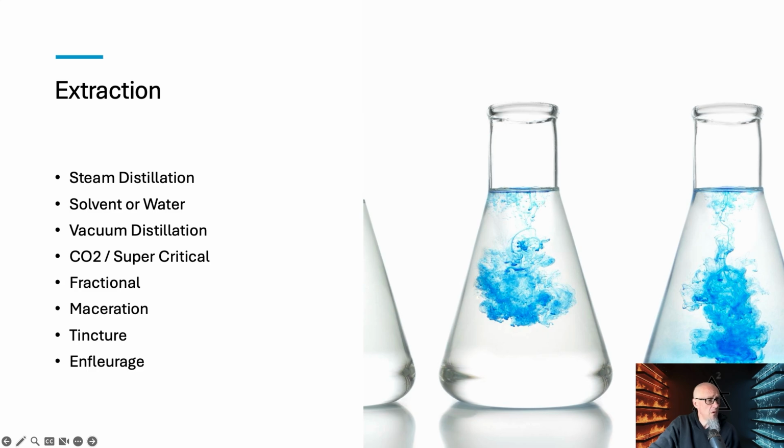All right, so extraction. These are the different methods of extraction that can be used for compounds, essential oils specifically, right, from plant materia. So steam distillation, solvent or water distillation, vacuum distillation, CO2 supercritical, fractional, maceration, tincture, and enfleurage. And so each of these have a very, very different function, very different purpose. And I apologize if you guys hear snoring. My senior bulldog is behind me snoring right now.